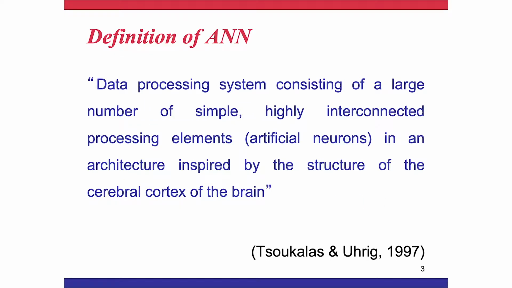The artificial neural network was defined by Tsoukalos and Uhrig in 1997, who state that it is a type of data processing system with largely highly interconnected components, called artificial neurons, and that this data processing churns out a useful result which can be compared to the cerebral cortex functions in our brains, in humans or biological beings.